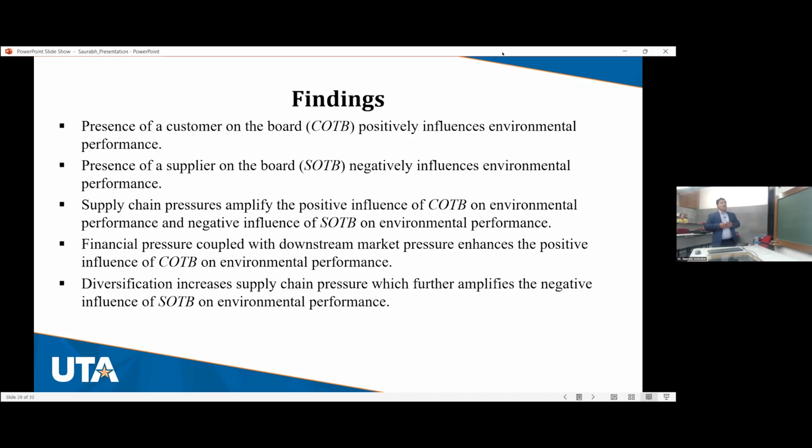Financial pressure: companies are looking for new revenue streams, and so financial pressure coupled with downstream market pressure is incentivizing the customer on the board to focus more on the environment, so that companies can tap into the premium or into a greater market presence.